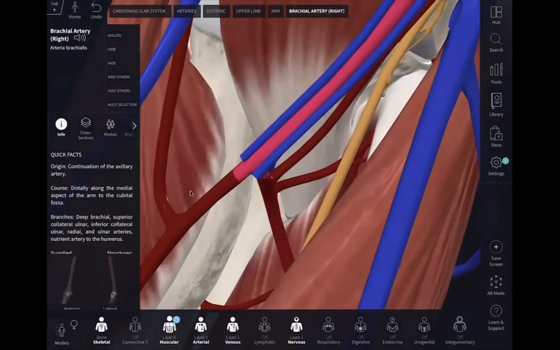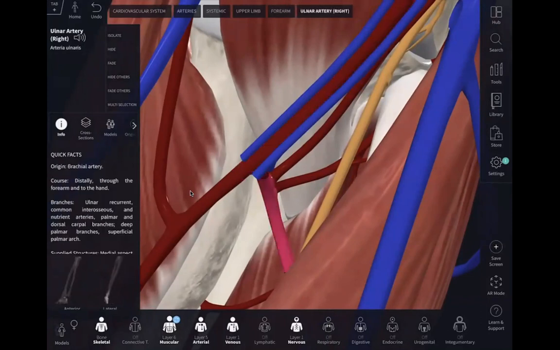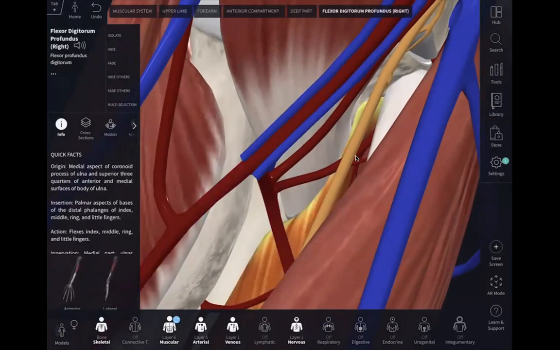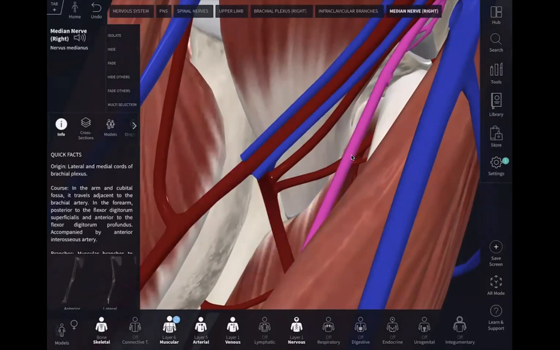From the brachial artery, we are going to have two divisions, right? One is the ulnar artery and another one is our radial artery. And this nerve is our median nerve, correct? So now, what is the structure that is going to separate this ulnar artery from the median nerve?